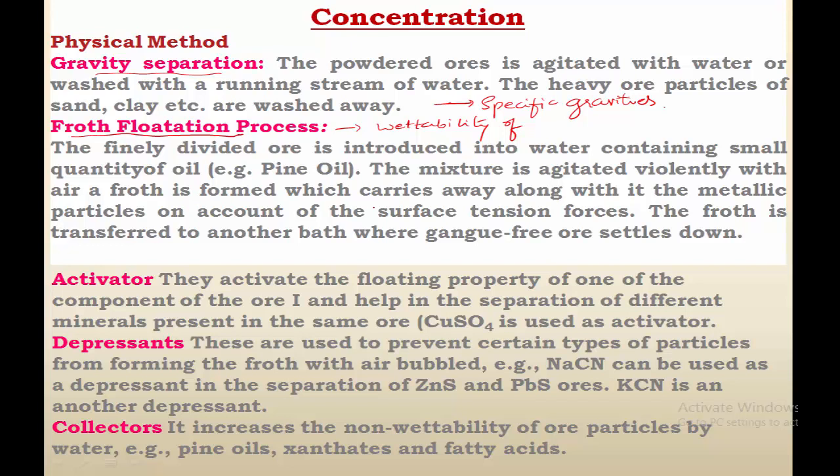A froth is formed which carries away along with it the metallic particles on account of the surface tension forces. The froth is later skimmed off and later it is dried off. Then here we will use certain chemicals. Those are activators, depressants and collectors, which are used in the froth flotation process.